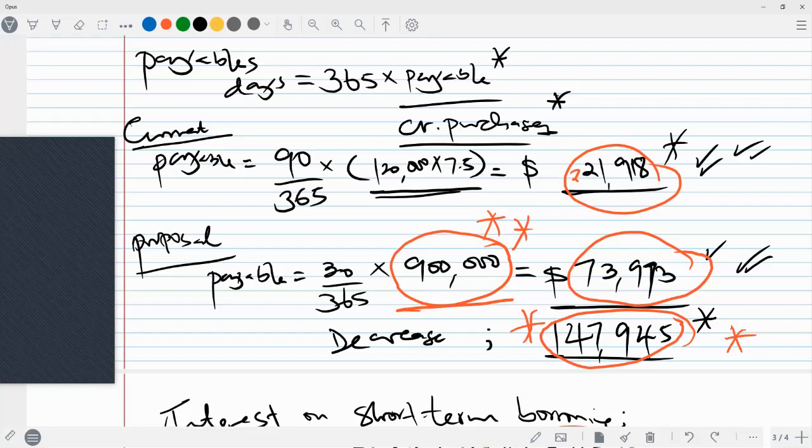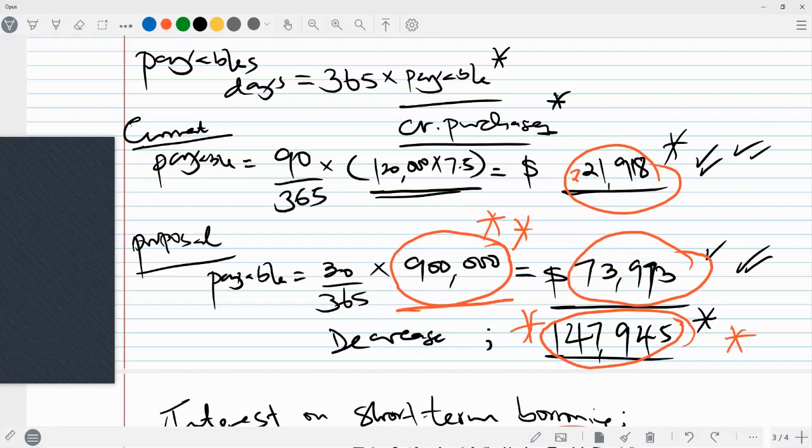Yes. So in this case, when it comes to the 90 days, we're paying 221, right? Not we are paying. Don't forget the amount to be paid by the end of the year is 900,000. That's the amount to be paid.